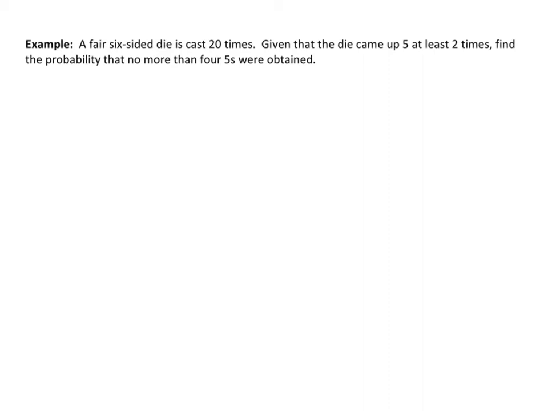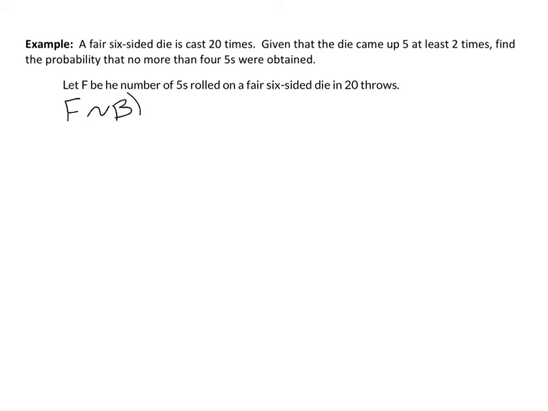Especially when things are complicated like this, I think there's a lot of value in using some of the steps that I talked about in the previous lesson, starting out with a definition of the random variable. So again, I start by picking this capital letter. Let F be the number of 5s rolled on a fair 6-sided die in 20 throws. The next step isn't super necessary, but stating that F is distributed binomially, with 20 trials and an individual probability of success of 1/6.